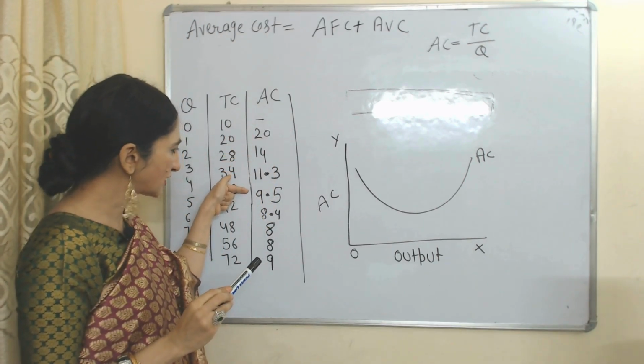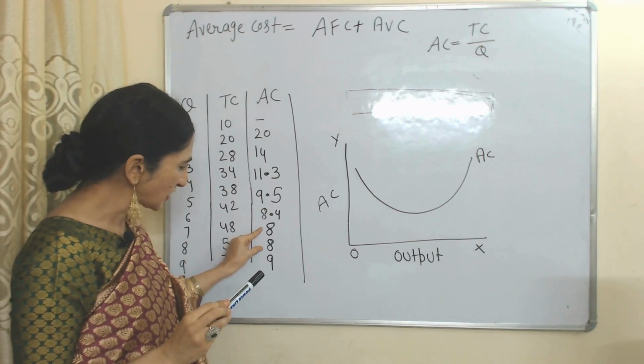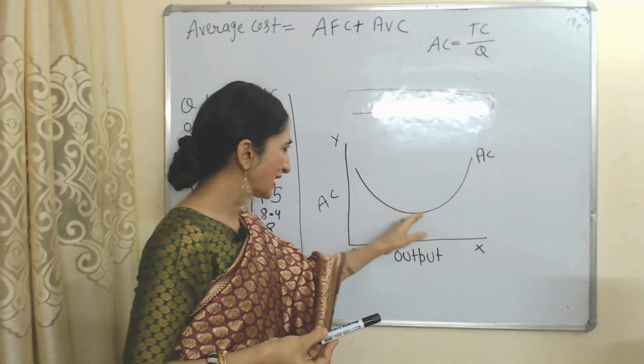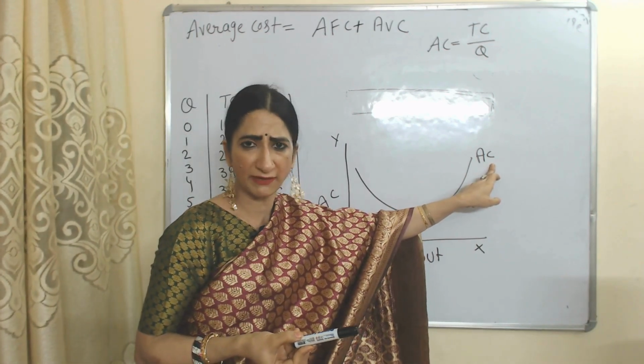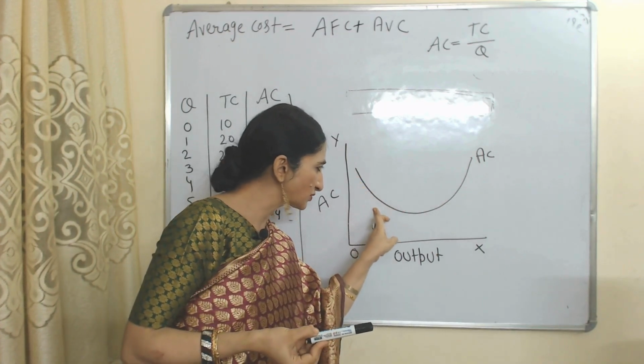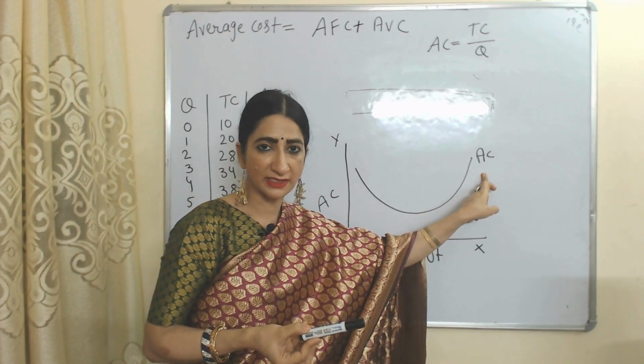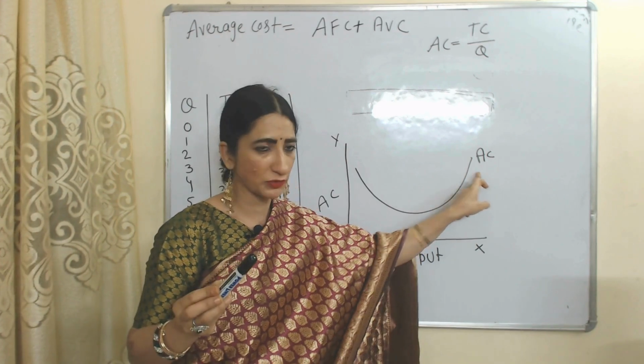Initially our average cost is reducing, then becomes constant. After that it starts increasing. Same thing you can see in this diagram. This AC curve represents our average cost. Initially average cost is reducing, then becomes constant. After that it starts increasing because of the law of variable proportion.